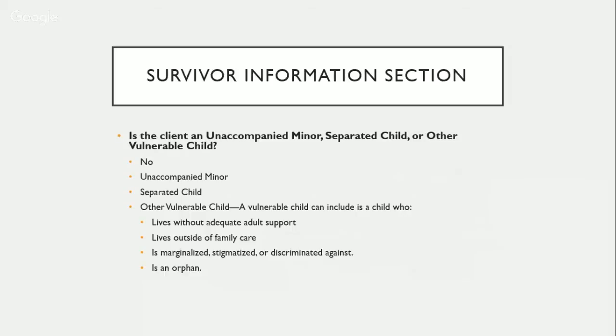Then the next question is, is the client an unaccompanied minor, separated child, or other vulnerable child? The options here are no, unaccompanied minor, separated child, or other vulnerable child. Other vulnerable child is really a broad category. It can include children who are chronically ill, living without adequate adult support, outside of family care, are marginalized, stigmatized, or discriminated against, or orphans.